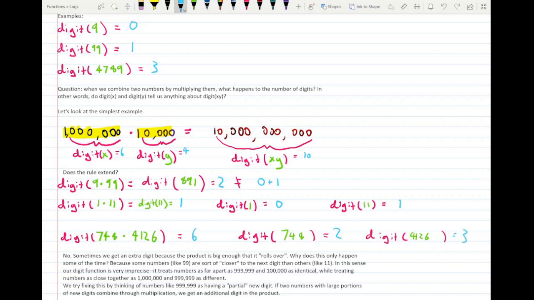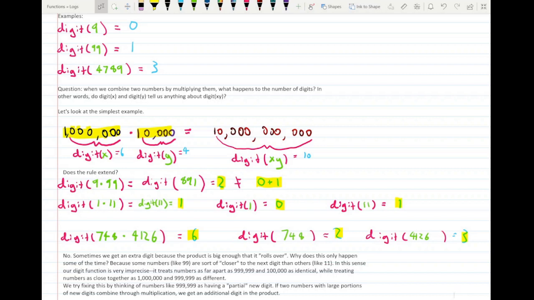So let's take a look at the pattern here, right? Up here, we had digit of the product is 2, and the sum of the digits is 1. Up here, it was 1, the sum was 1. And down here, the digit of the product was 6, and the sum is 5, 2 plus 3. So every time we've either gotten the same number of digits or one more than the sum of the digits, right? And it turns out that this will always happen.